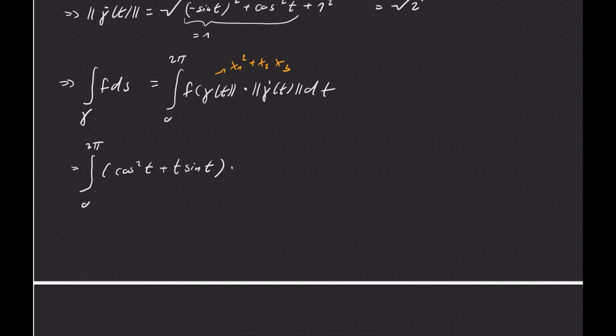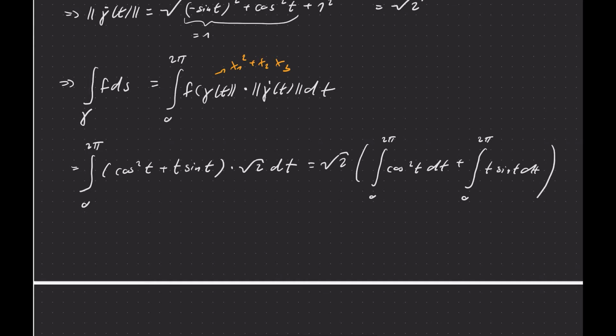And then we need to multiply with the norm of gamma dot, and we just computed that to be square root of 2. So that's the integral that we have to evaluate. And that is the same thing as square root of 2 times the integral from 0 to 2 pi cosine squared t dt plus the integral from 0 to 2 pi t sine t dt. Now let's evaluate those two integrals separately.